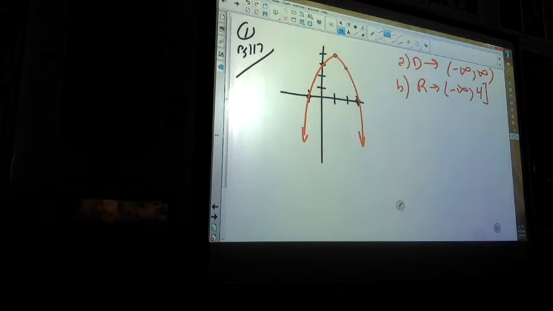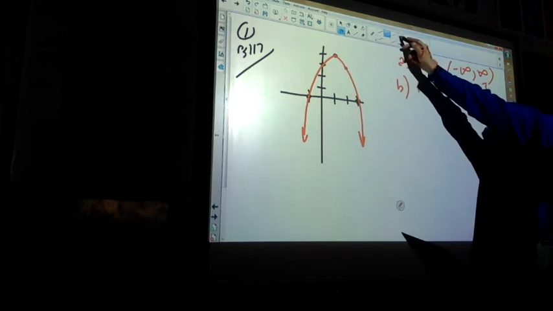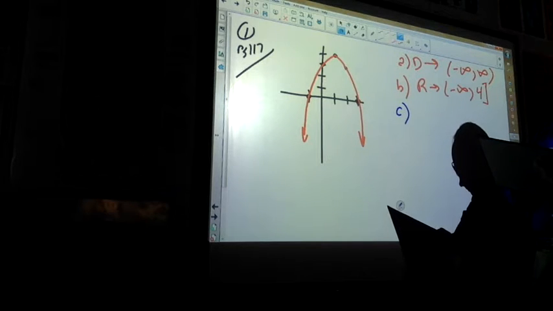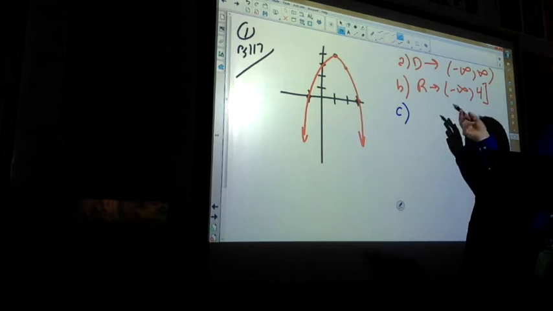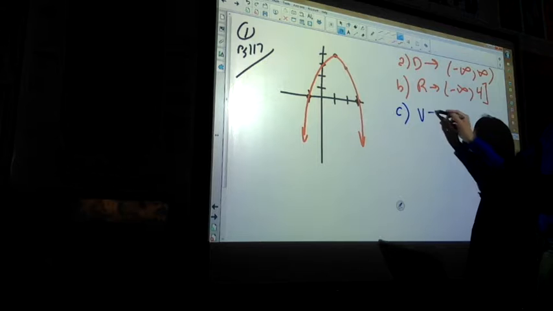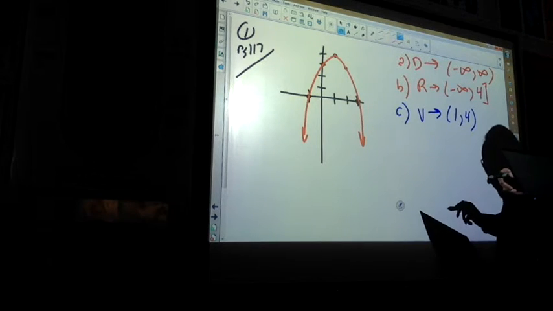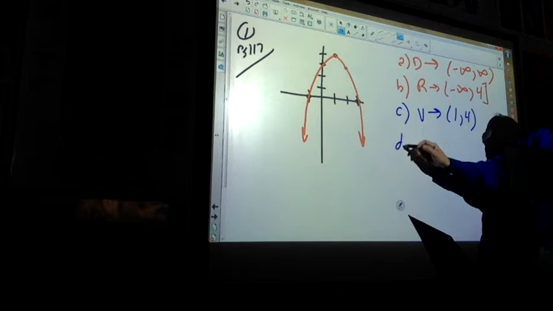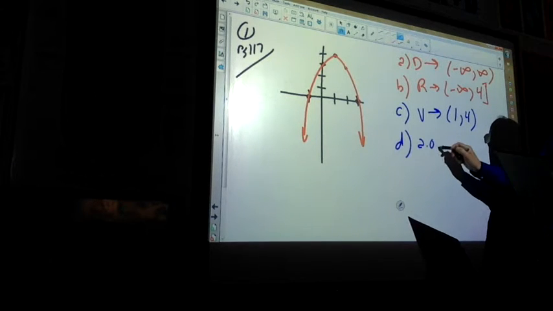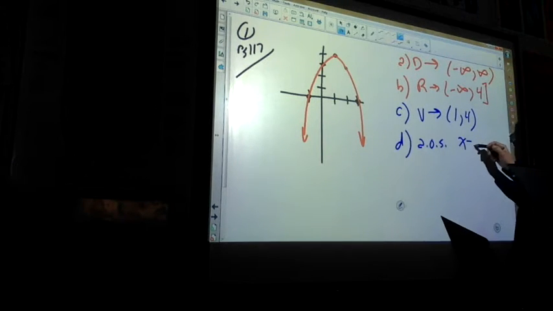This is usually when someone says, "Well, how do you know the domain?" It's the same thing as I said. Every parabola. Oh, I didn't hear you say that. Gotcha. C. The vertex. Everyone okay with that? Being 1, 4. Is that right? D. Axis of symmetry. Yep. X is equal to 1.